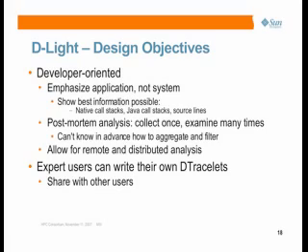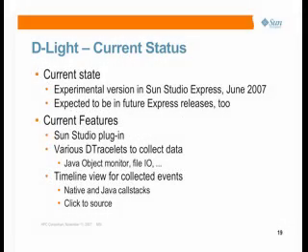Current status, we have a version that was working. It's available in Sun Studio Express in June 2007, and we expect it to be in future Express releases as well, and there's one coming up fairly shortly. Currently, D-Light is a plug-in to the Sun Studio graphical development environment. It has several DTracelets to collect data, a Java object monitor, a file I/O monitor, and a few others. And it shows, as I said, the timeline view for the data that's been collected. You can see native and Java call stacks and navigate to source for it.